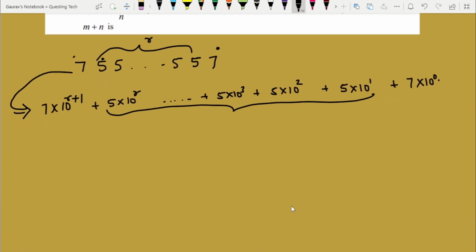Okay, this is good. What is the formula of GP? We will apply it here. How many terms are there? R terms. Okay, first term is 5, R terms, 10 raised to power r minus 1 divided by... We are going to common out 5.